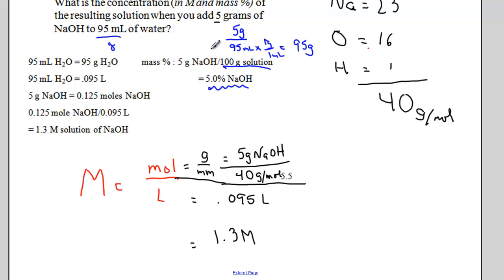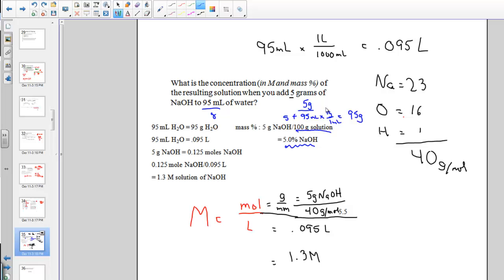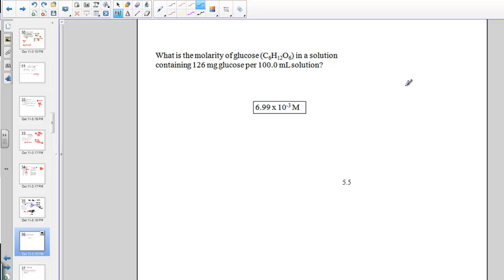Thinking just part over whole, so 5 parts over the whole here. What is the molarity of glucose in a solution containing 126 milligrams of glucose per 100 mils of solution? This is a model problem from your text. Let's take a peek at it. I want big M, molarity. Molarity is defined as moles of solute per liter of solution. Moles itself is grams over molar mass. And we'll just keep that ratio all over the liter.